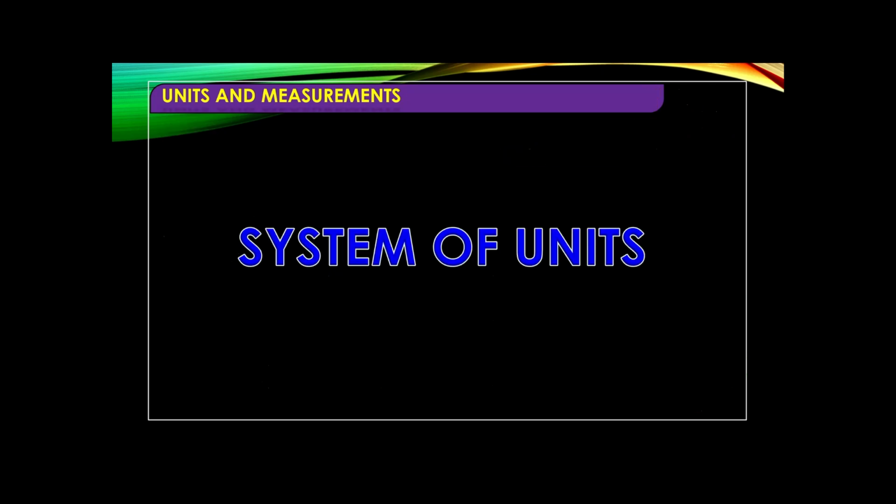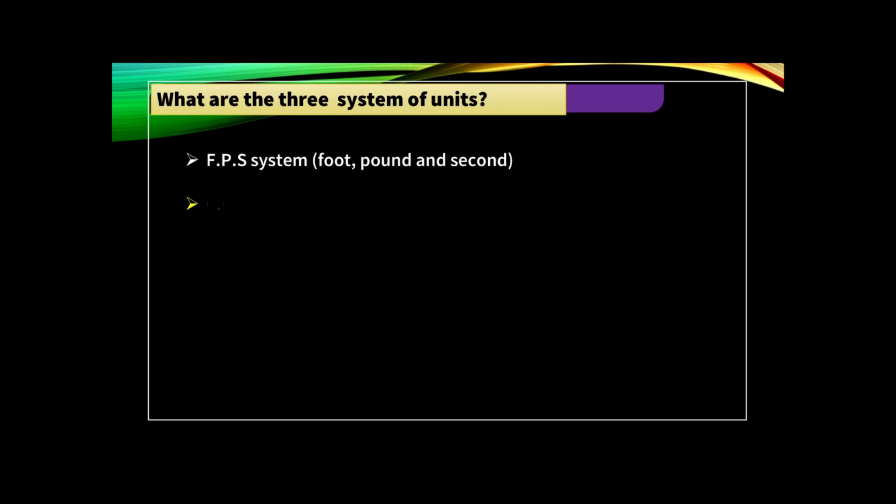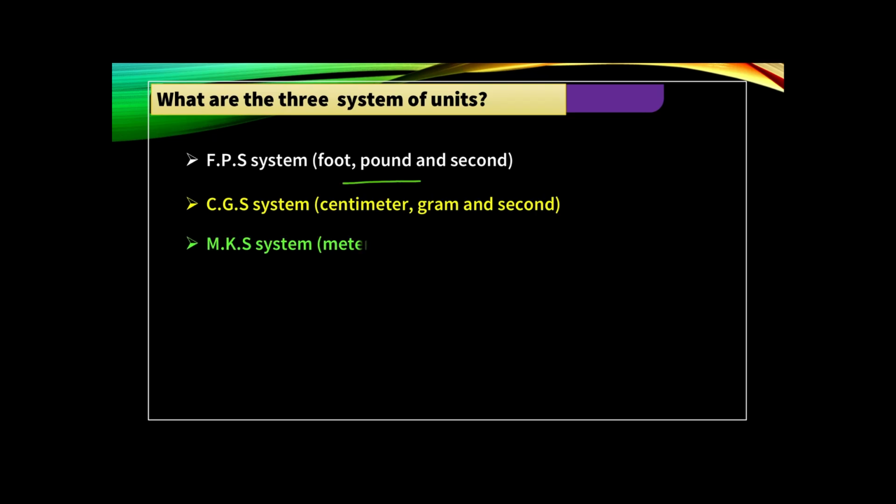We go for system of units. Different types of system of units are available. What are they? There are 3 different system units. FPS, foot, pound, second. CGS stands for centimeter, gram and second. MKS, meter, kilogram, and second. So these are the 3 system units.